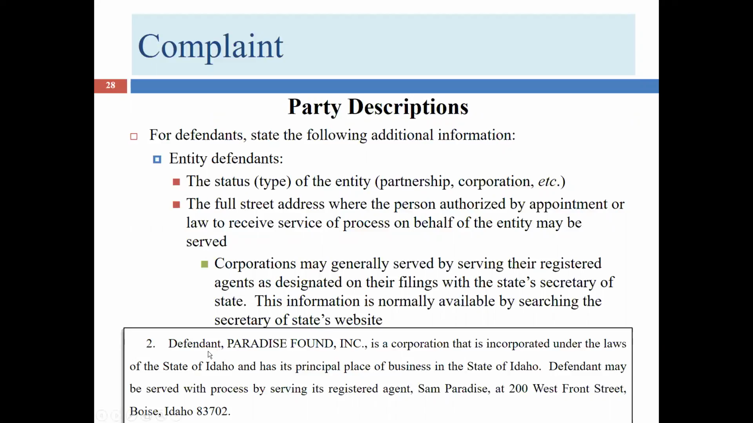So here's an example. Defendant, Paradise Found, Incorporated, and you can see the commas are around it, is a corporation that is incorporated under the laws of the state of Idaho and has its principal place of business in the state of Idaho. Defendant may be served with process by serving as registered agent Sam Paradise, so this is the equivalent of Rick Reedy, at this particular address.